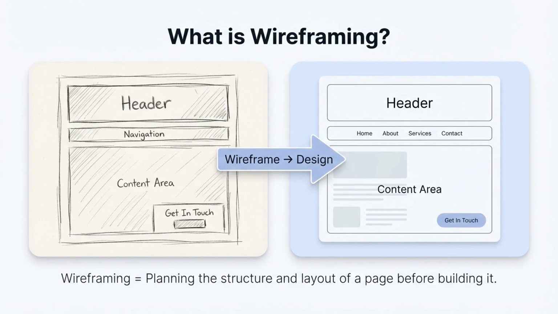So what exactly is wireframing? Think of it like an architect's blueprint. Before you write a single line of code or place a single element on screen, you sketch out where everything's going to live: your header, your navigation, your content sections, your buttons. It helps you think through the user experience before you get into the details of colors, fonts, and interactions.